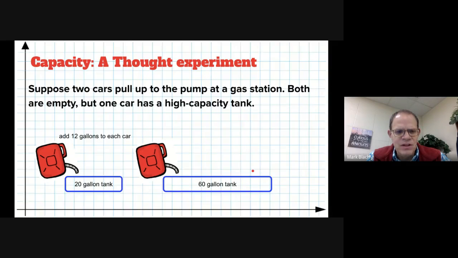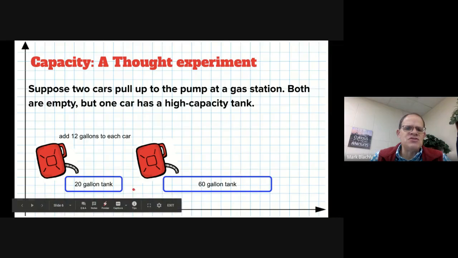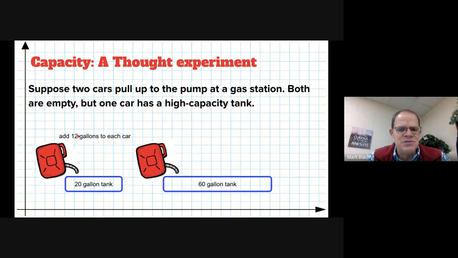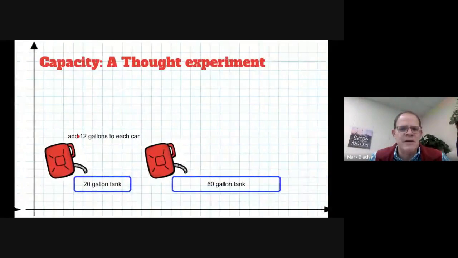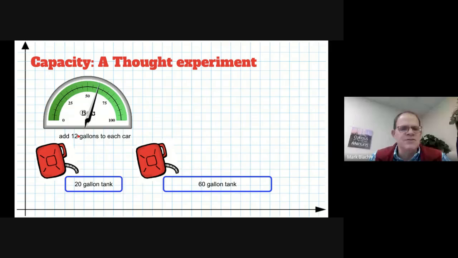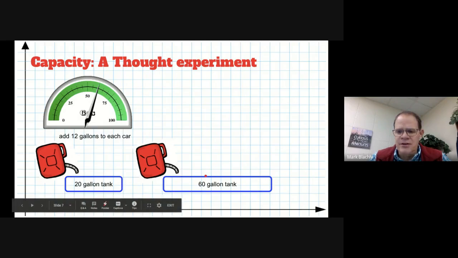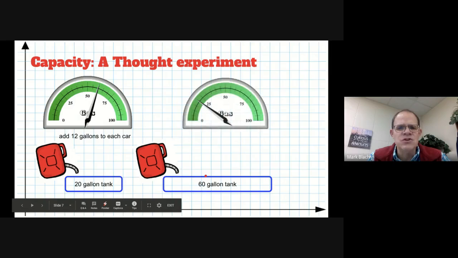20%. So the same amount of gas has different effects on your gas meter, right? Your gas gauge in your car. If you have a small capacity tank, like 20 gallons, 12 gallons makes a big difference and fills you up 60%. So here's my little gauge. Fills up 60%. If you have a large capacity tank, the same amount of gas only fills you up 20%.